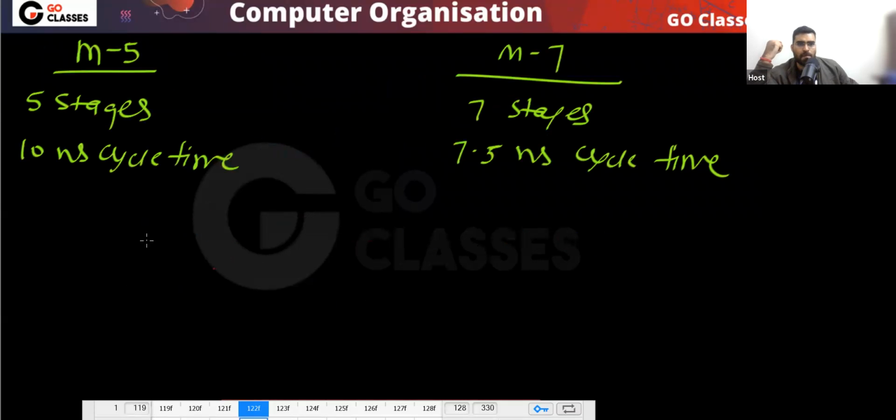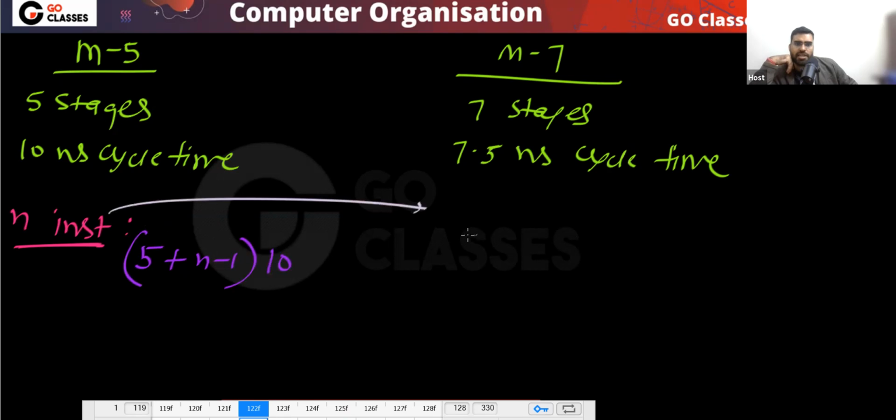Now you tell me, in this M5, for an instruction, how much time are you taking? For n instructions, what is the time you are taking? You are taking 5 plus n minus 1 multiplied by 10 for M5, and 7 plus n minus 1 multiplied by 7.5 for M7. These many nanoseconds here, these many nanoseconds here.